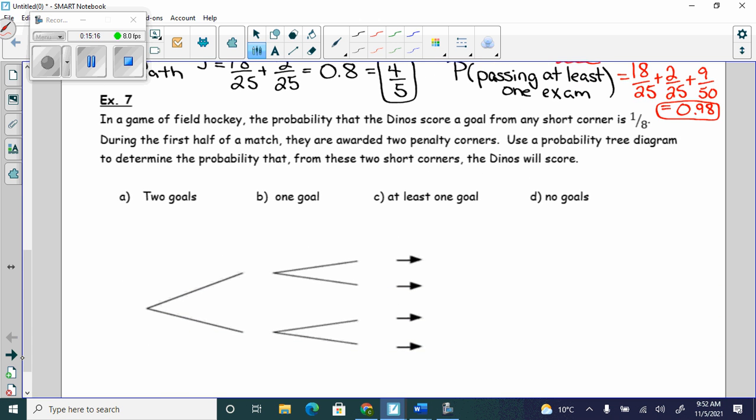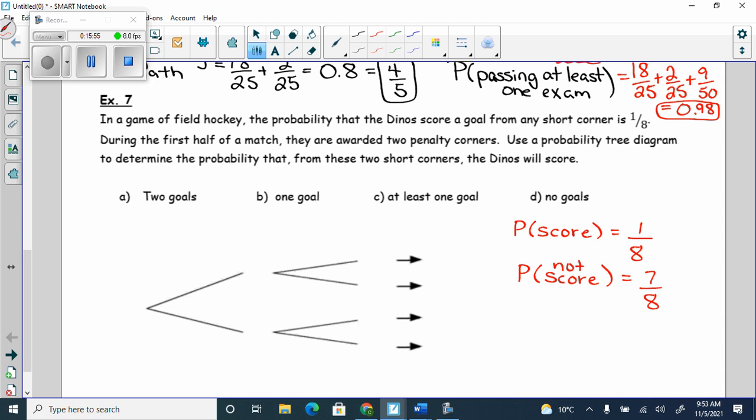I want you guys to do this one. In a game of field hockey, the probability the Dinos score for any short corner is 1/8. So probability of scoring from a short corner is 1/8. What's the other one? Probability of not scoring, which would be 7 out of 8, correct? So every time they kick from the short corner, they have a 1/8 chance of scoring and a 7/8 chance of not. We agree? So here it says, during the first half of the match, they're awarded 2 penalty corners.